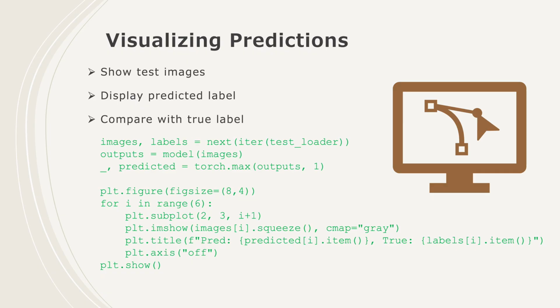Finally, we loop through several images in the batch. For each image, we display the picture, show the predicted label from the model, and compare it with the true label from the dataset. This gives us a quick visual check to see how well the model is doing. This step helps build intuition by letting us visually inspect the model's performance, beyond just looking at accuracy numbers.